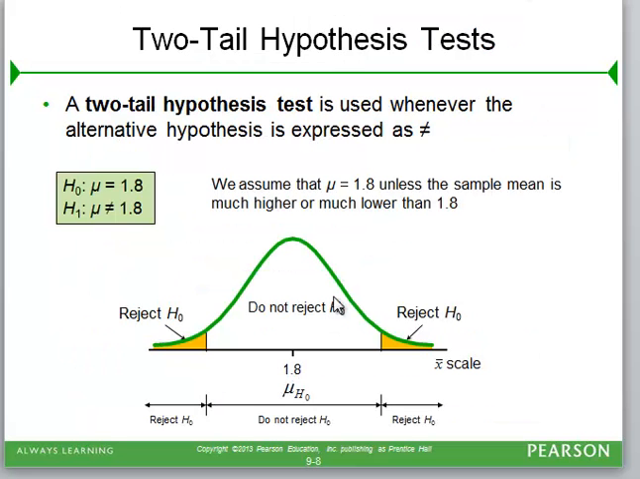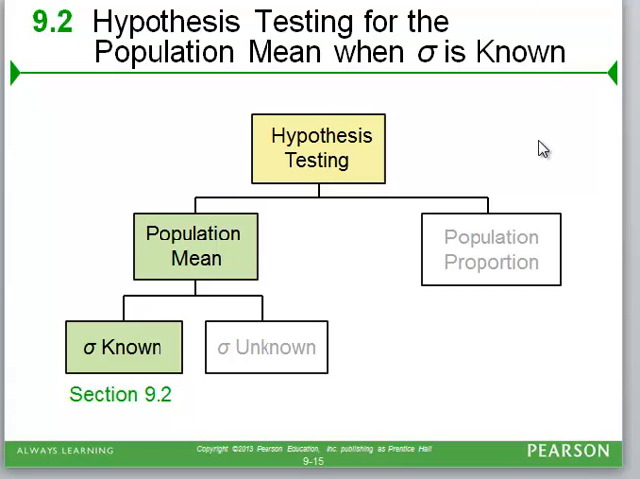In the graph, the yellow tails, the yellow area, are alpha. Those represent the probability that we reject the null hypothesis when it is true. Remember, when we do hypothesis testing, we always decide on alpha first before we take a sample. Now let's check hypothesis testing for a population mean when the population standard deviation is known.